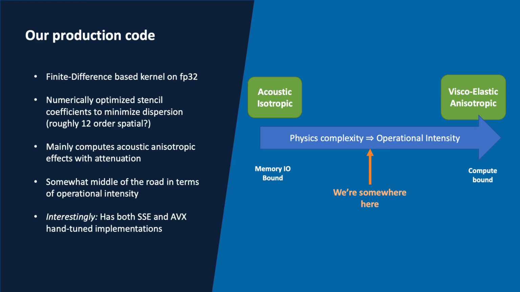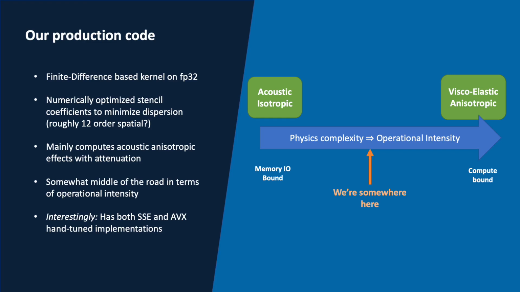So a bit about our production code: it's finite difference code. It's not finite element, it's finite difference. It works on single precision floating point. It has a numerically optimized stencil to minimize numerical dispersion. It's really difficult to compare it to an actual spatial order, but I think it's probably around 12th order. But it's more compact than a 12th order stencil. The trade-off is that you lose accuracy in some other areas, but that's not usually important. And it mainly computes acoustic and anisotropic effects.